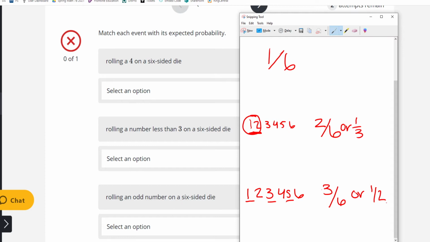So those are the known probabilities for rolling a 4, rolling a number less than 3, and rolling an odd number. Your job now is to go through the drop-down list that you'll get when it says select an option and figure out which ones have the same probability.